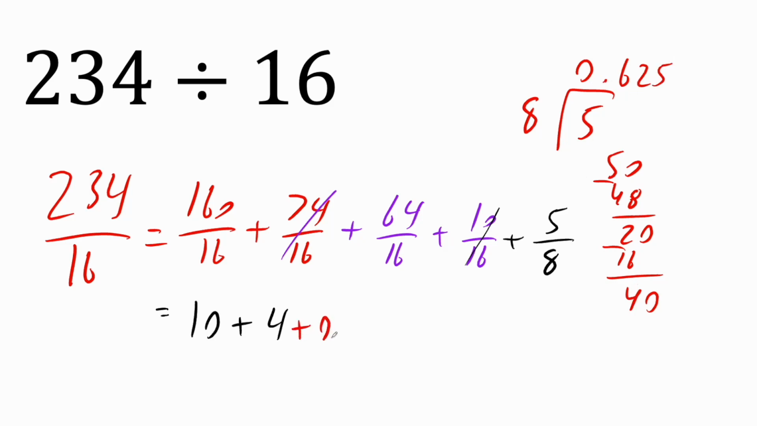So we can add 0.625. And so if we combine all three numbers, we're going to get 14.625 as our final answer. And that's all we need to do for this problem.